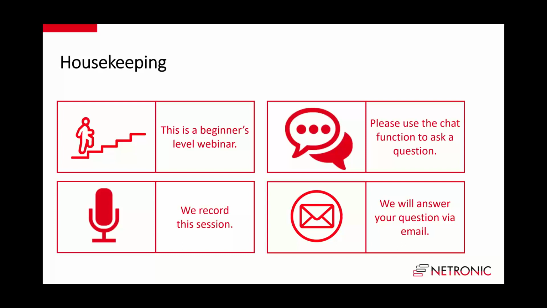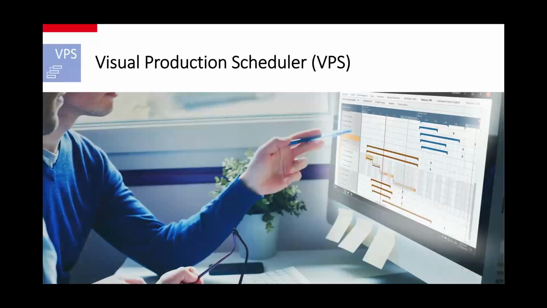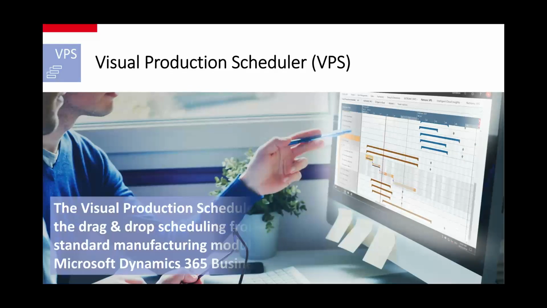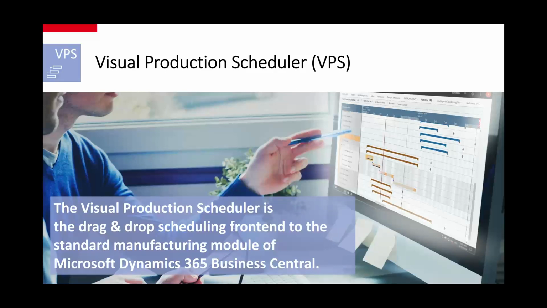And with this, let's turn to the Visual Production Scheduler, the VPS for Microsoft Dynamics 365 Business Central. Our marketing words to talk about the VPS are that the Visual Production Scheduler is the drag and drop scheduling front end to the standard manufacturing module of Microsoft Dynamics 365 Business Central. So this is the 20 words marketing phrase for the Visual Production Scheduler, but from time to time, I have friends that ask me, hey, let's explain this in plain words, please don't use marketing language.